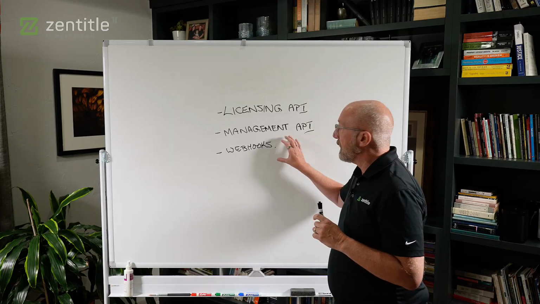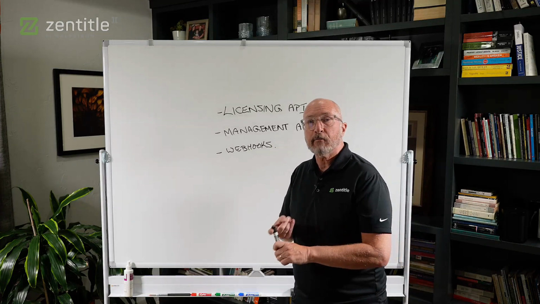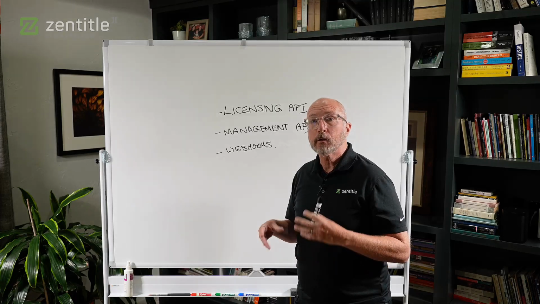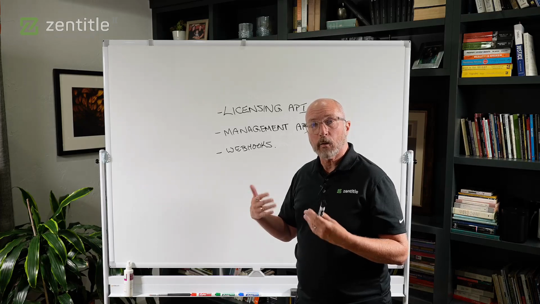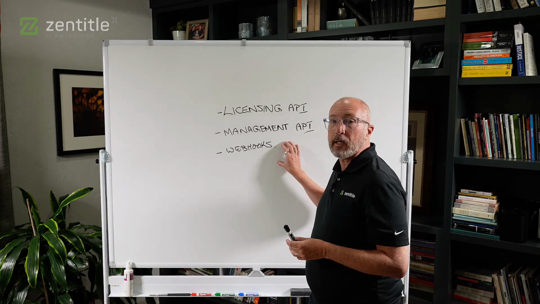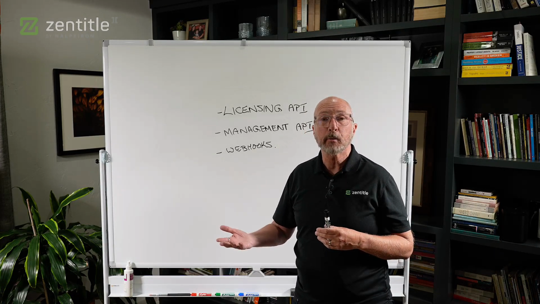So for example, you can have a webhook handler that says, hey, every time a seat is activated, I want to be informed. Or every time a particular entitlement is updated, I want to be informed. And then generate a handler that can then take the appropriate action.